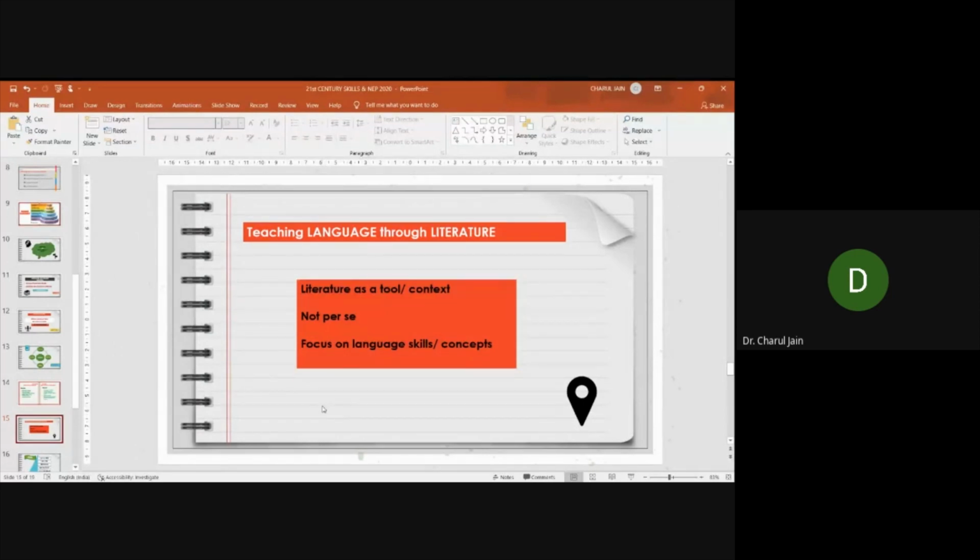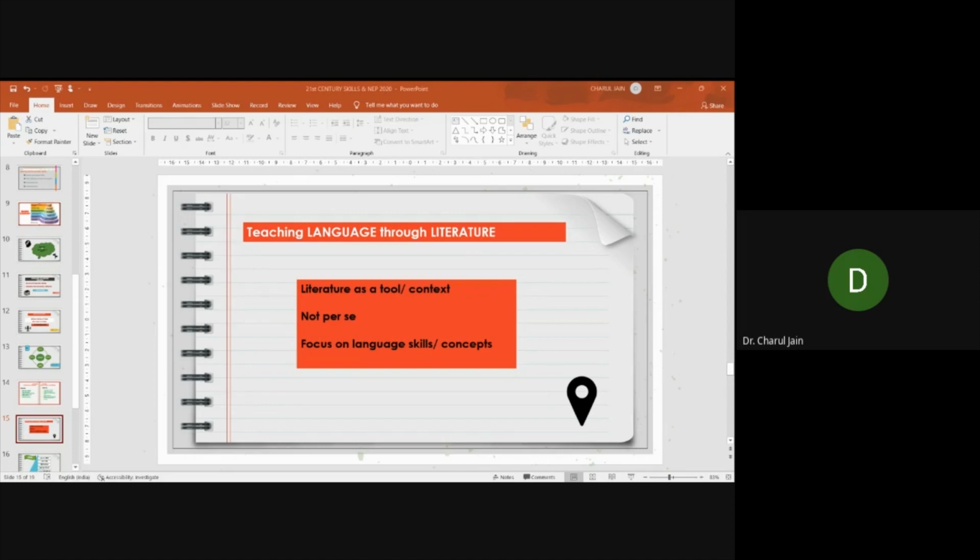We all love teaching literature. We all love literature. We take pride in calling ourselves students of literature, teachers of literature. But certain other thing that I would like you people to think about. Is literature the goal of teaching, or is it also the means of teaching language? Are we teaching literature per se to our students, or are we using literature to teach them language?